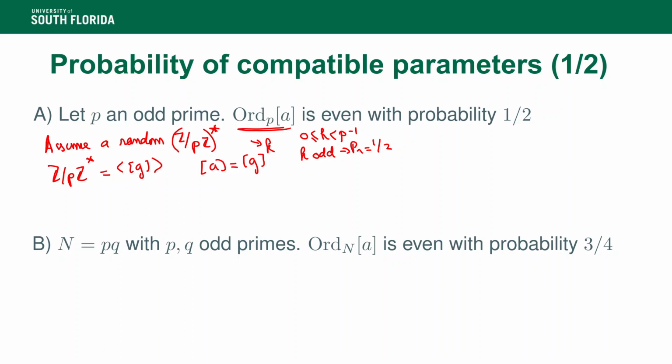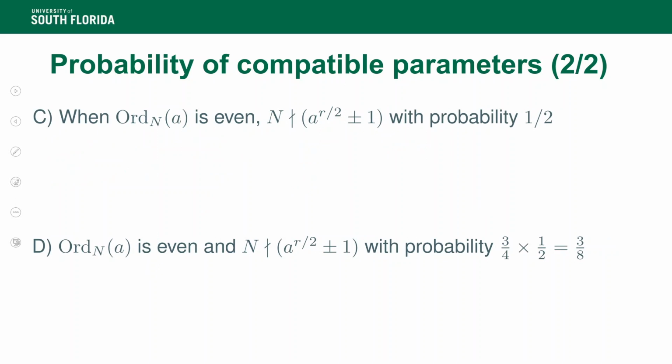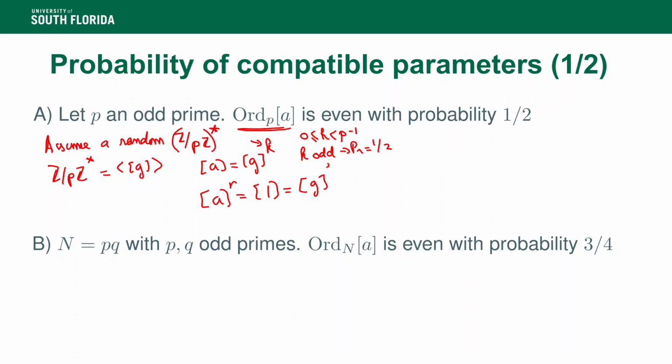What do we know about the order R of A? We know that A to the R is equal to 1, but also it's equal to G to the K times R. And because P minus 1 is the order of G, we have that P minus 1 must divide K times R.